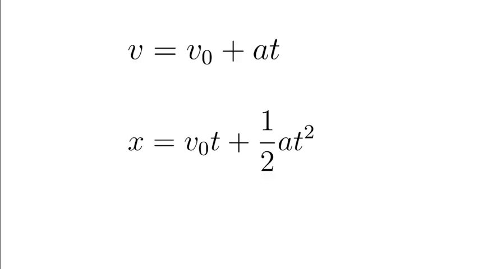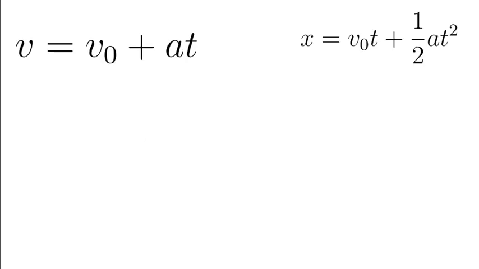When an object moves in a straight line, if we let a be the acceleration, v be the velocity, x be the displacement, and v0 be the initial velocity, the following two equations hold. Now, let's eliminate t from these two equations. If you'd like to try calculating this yourself, pause the video and give it a try.